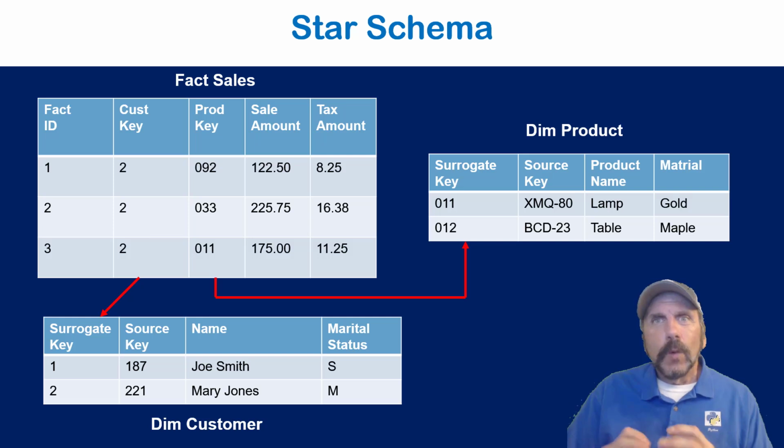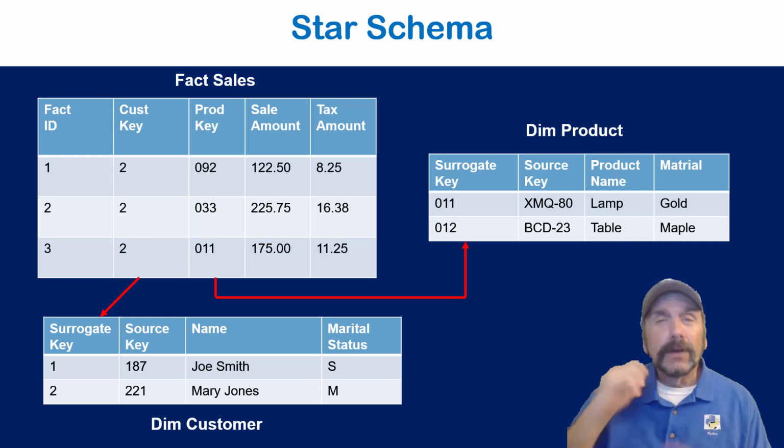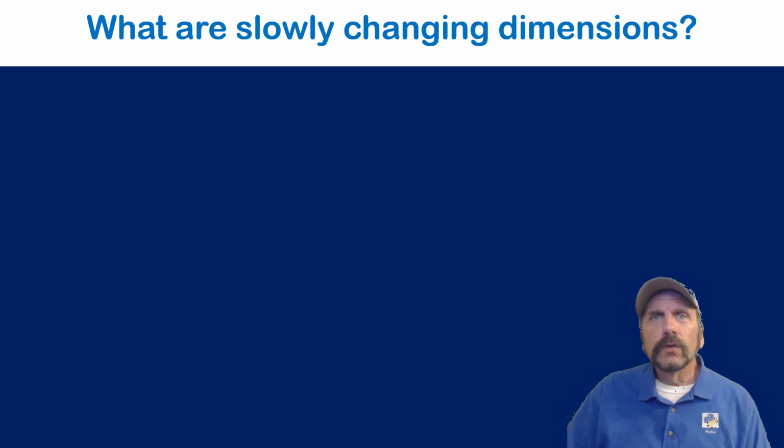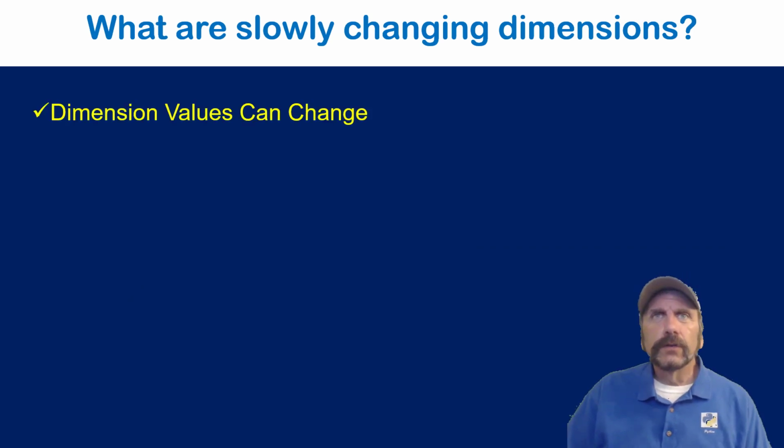No quantitative data, the metrics that we're looking at, should be in the dimension, and no dimension values should be in your fact sales. Now there are exceptions. There are all kinds of variations on this, but this is the general idea. It's important to understand that, because as I talk about slowly changing dimensions, you're going to need to think about that. So let's walk through what slowly changing dimensions are.